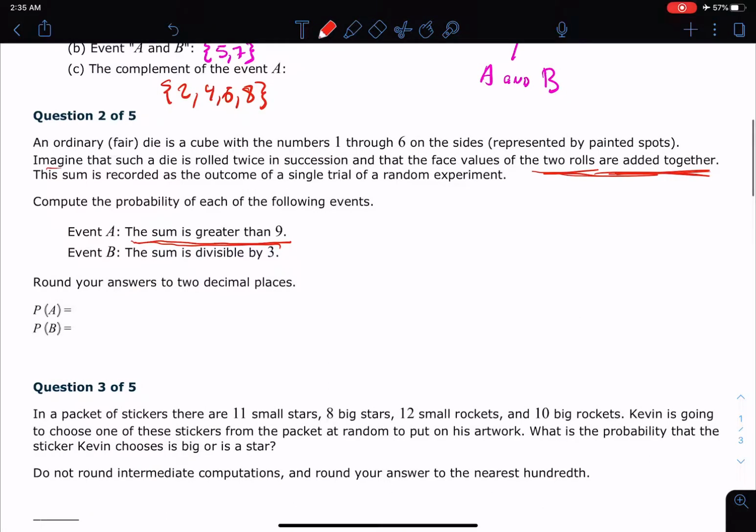So if I want the probability that you get a sum that's greater than 9, that's going to be 6 out of 36, which is approximately 0.1 with a repeating 6, rounded to 2 decimal places. So we are going to write it as 0.17.